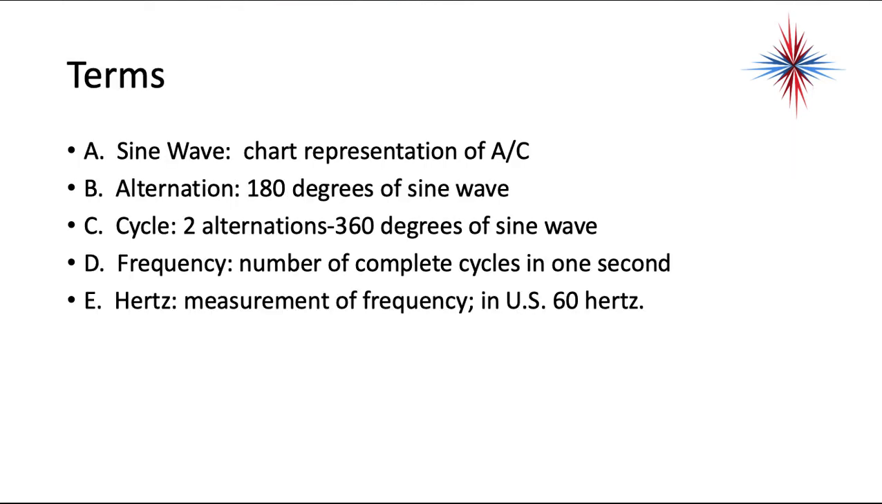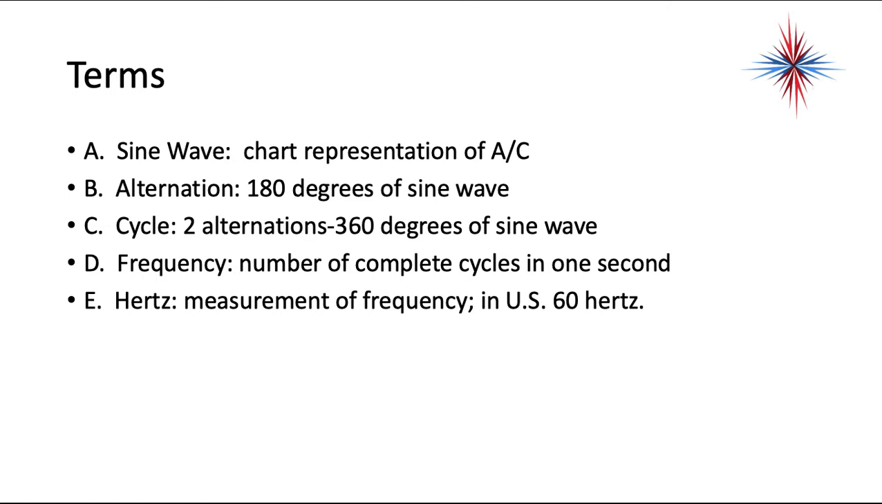Sine wave, it's a chart representation, and we're going to show you this in a few minutes, of alternating current. Alternation, 180 degrees of a sine wave. Cycle, 2 alternations or 360 degrees of a sine wave. Frequency, it's the number of complete cycles in 1 second. Hertz, it's a measurement of frequency.